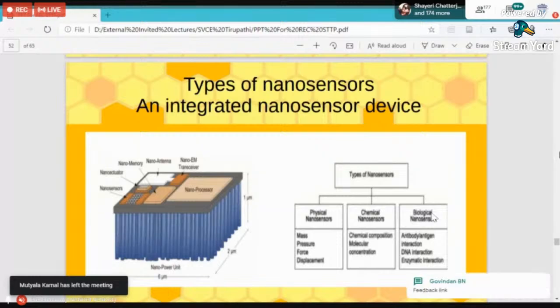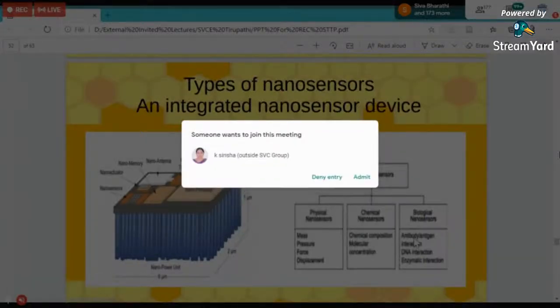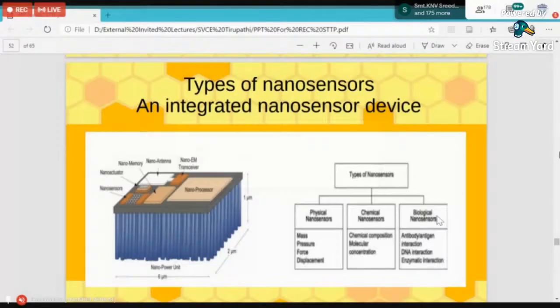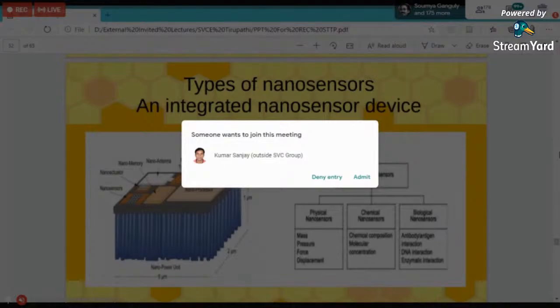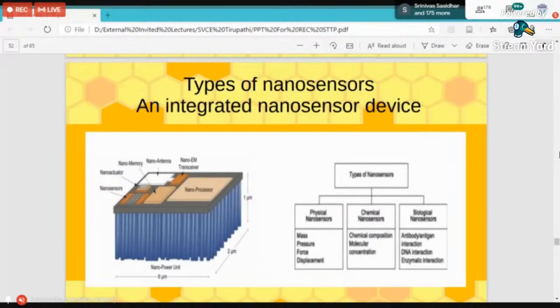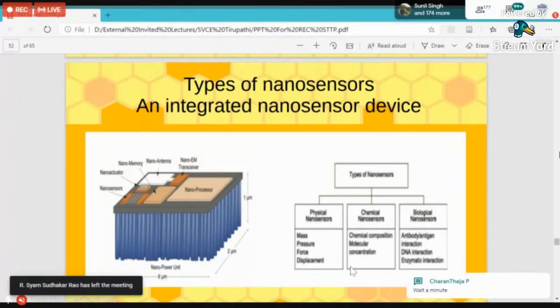If you go for the biological nanosensors, you can view antibodies and antigens. Then interactions, this antibody antigen interaction, that way you can go into the view. The DNA and RNA interactions. So COVID-19 or coronavirus is an RNA virus. You know better than me. Because of the RNA, how the interaction between two RNAs in a system can be sensed by these sensors. So this is enzyme interactions. So all these things are possible for a human being when they are using nanotechnology.